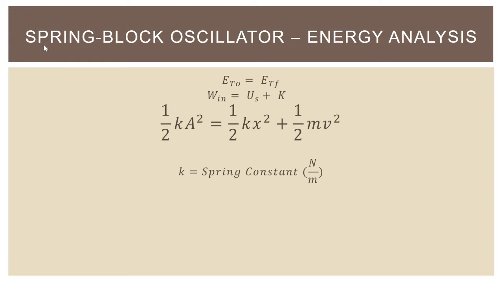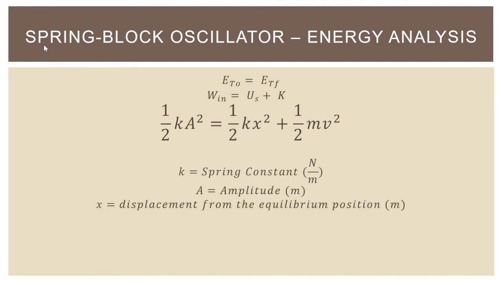K is the spring constant, measured in units of newtons per meter. A is the amplitude, measured in meters. X is the displacement from the equilibrium position, also measured in meters. V is the speed of the object, measured in meters per second. And, of course, M is going to be the mass of the object here, measured in kilograms. Take a second to pause this video here and write that down. And when you hit play, we'll move on.